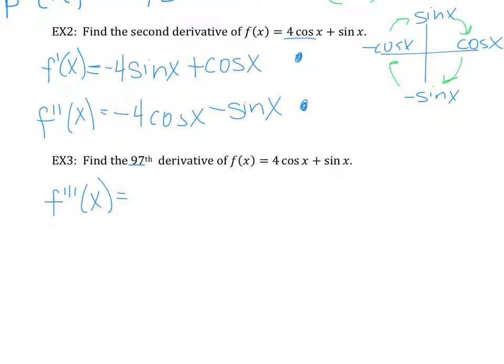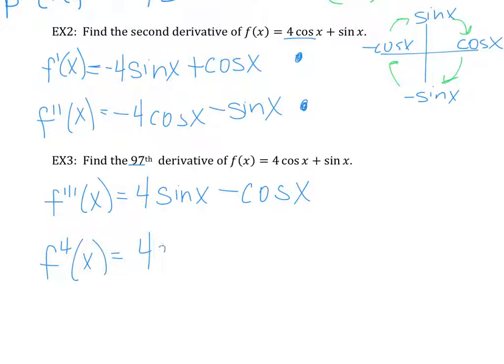That third derivative would be 4 sine of x minus cosine of x. I'm still not seeing anything yet, so I'm like, all right, let's take the fourth derivative. And that derivative would be 4 cosine of x plus sine of x.